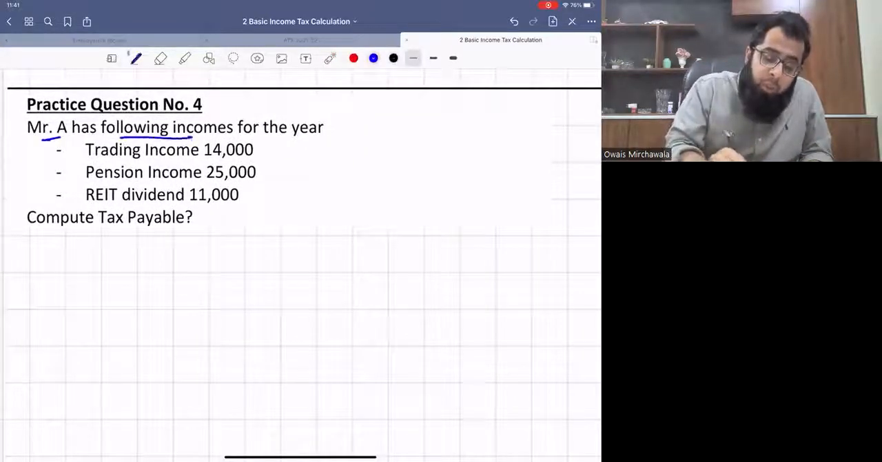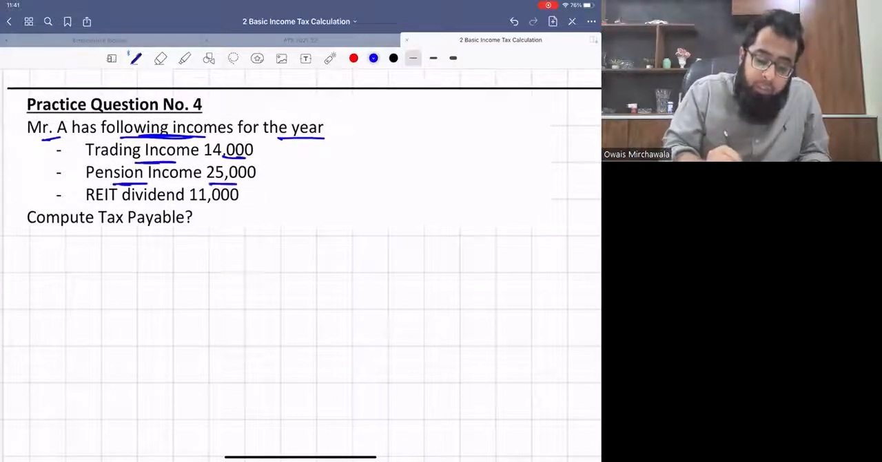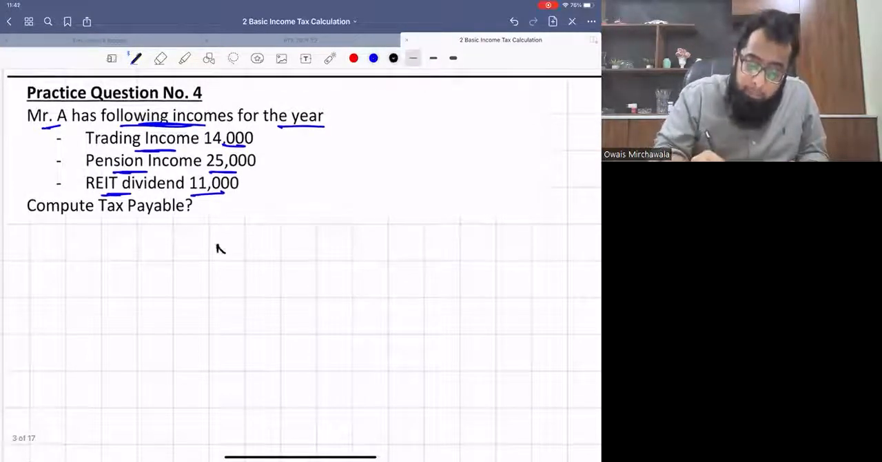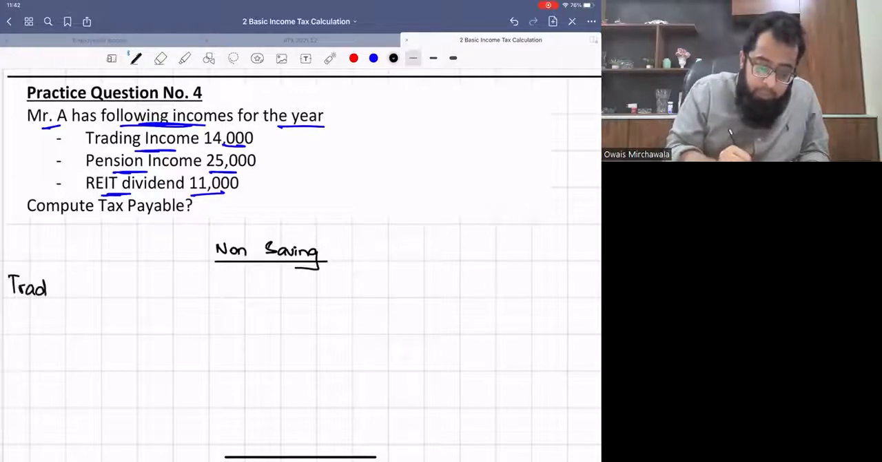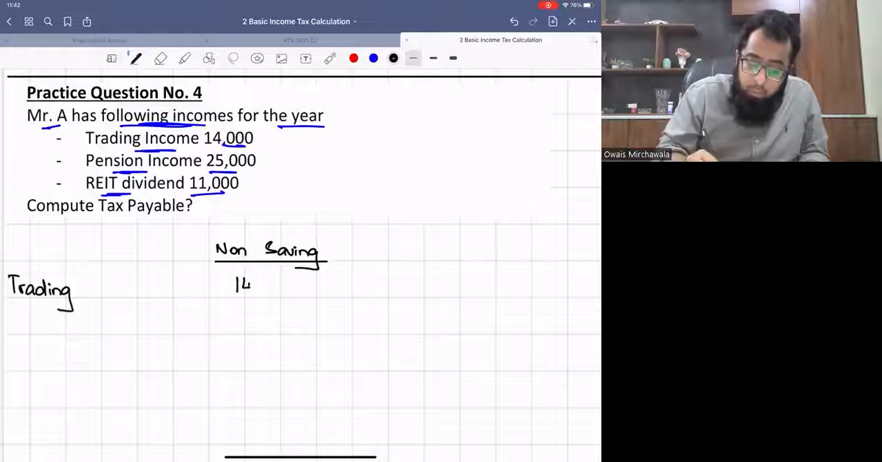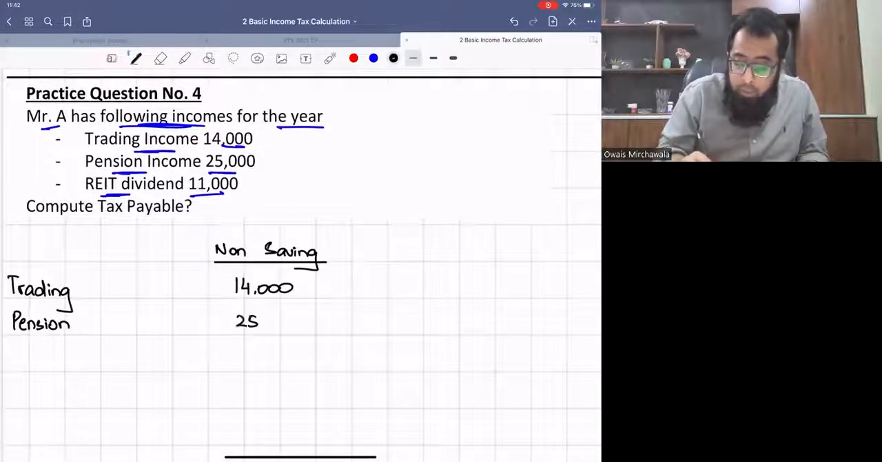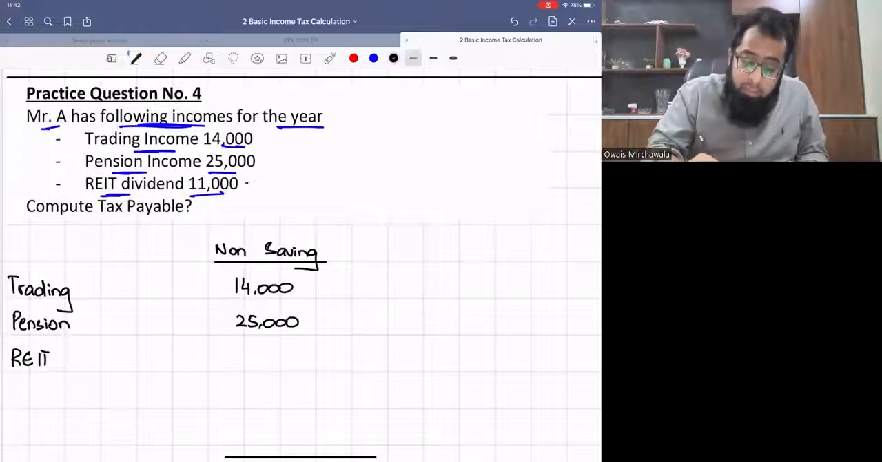Mr. A has the following incomes: trading income, pension income, REIT. All of the incomes are non-saving, so we made a head of non-saving income. Trading income. What is the value? 14,000. Then pension income. What is the value? 25,000. Then REIT. The examiner is silent.